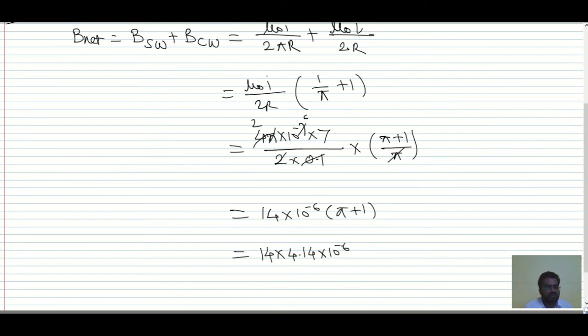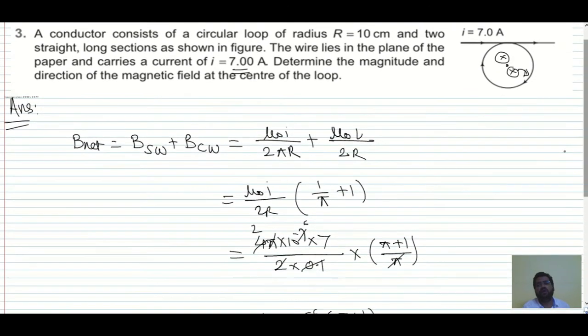If you just calculate this now, it will be 14 into 4.14, which is 57.96. So the answer for this is 57.96 into 10 power minus 6 Tesla. I hope this is clear. This is how you have to solve.